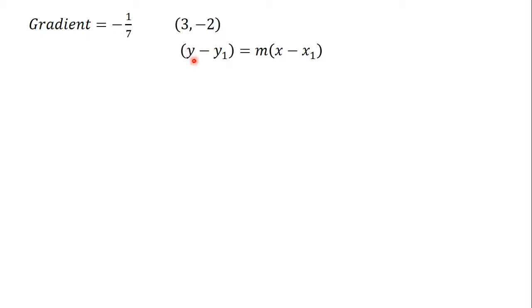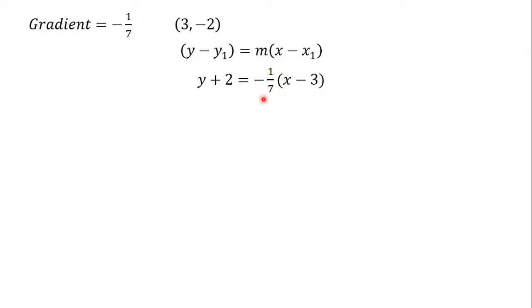We are going to use the formula y - y1 = m(x - x1), where m is the gradient of the line. So m is -1/7. And x1 and y1 are the coordinates of the point that falls on the straight line. So x1 is 3 and y1 is -2. We substitute this information into the formula, and this will give us y + 2 = -1/7 (x - 3). y minus minus 2 will give us y + 2. m is -1/7 and x1 is 3.